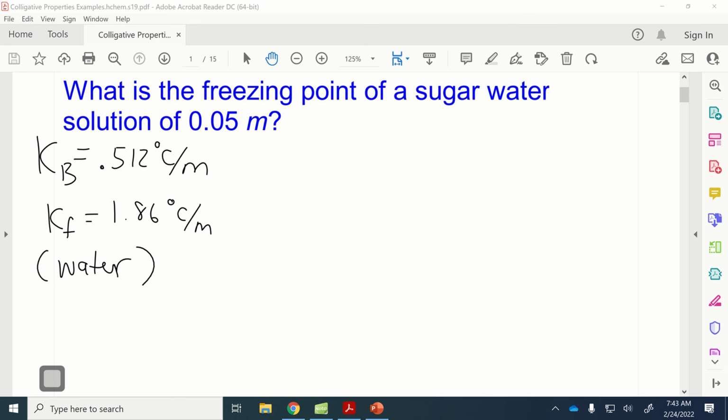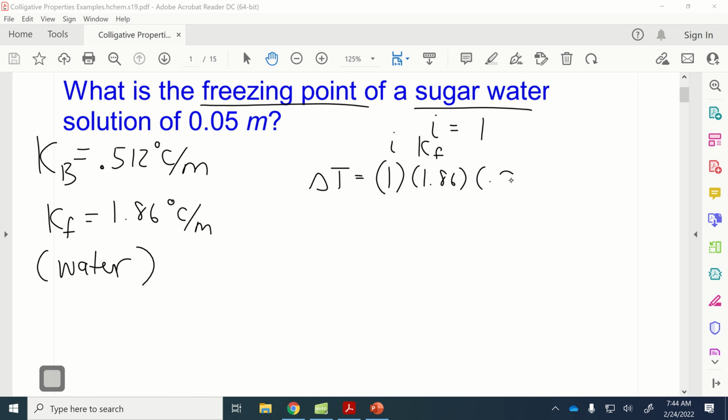So for this one, I have sugar water. Sugar is covalent, so i equals 1. It's only asking me what the new freezing point will be. So I would do delta T equals 1, the Van't Hoff factor, times Kf, which is 1.86, times the molal, which is nicely given to me in this problem, 0.05, and that will equal a change in temperature of 0.093 degrees Celsius.